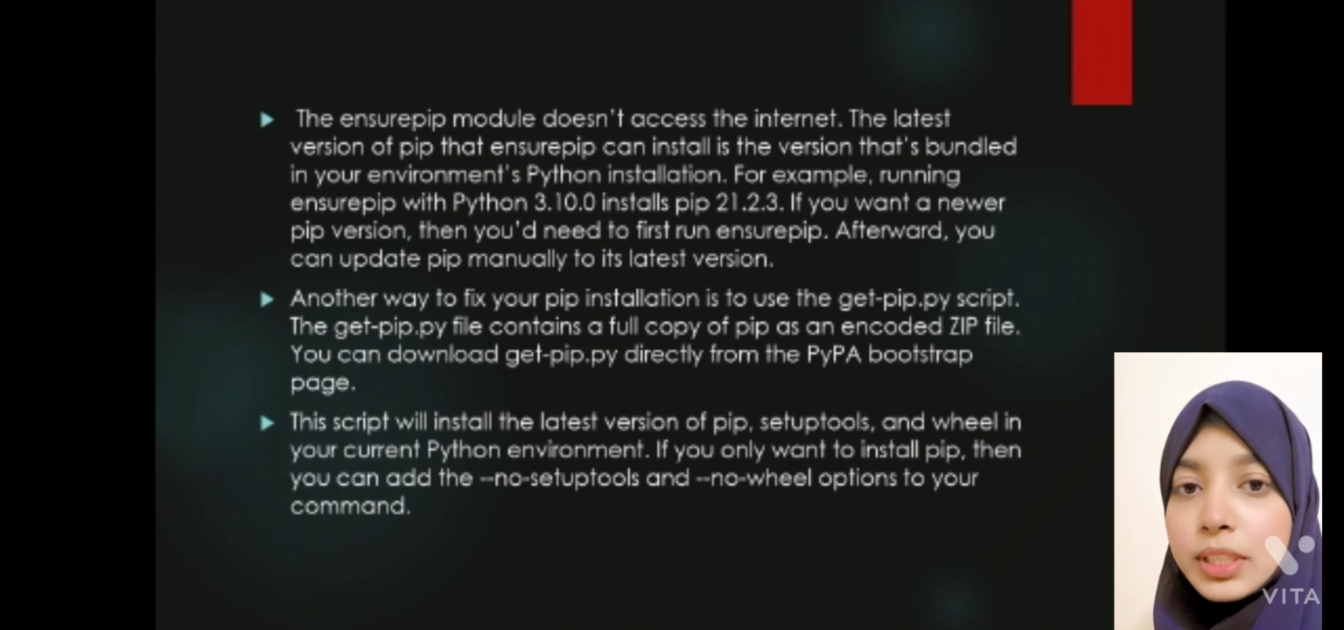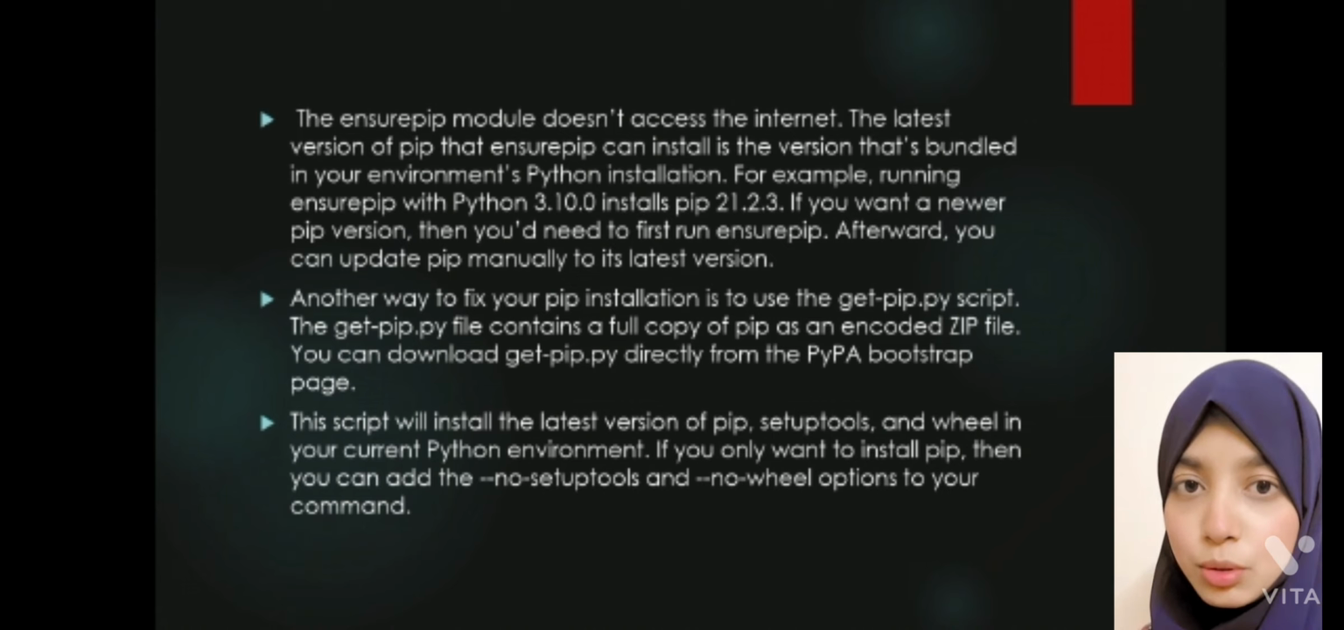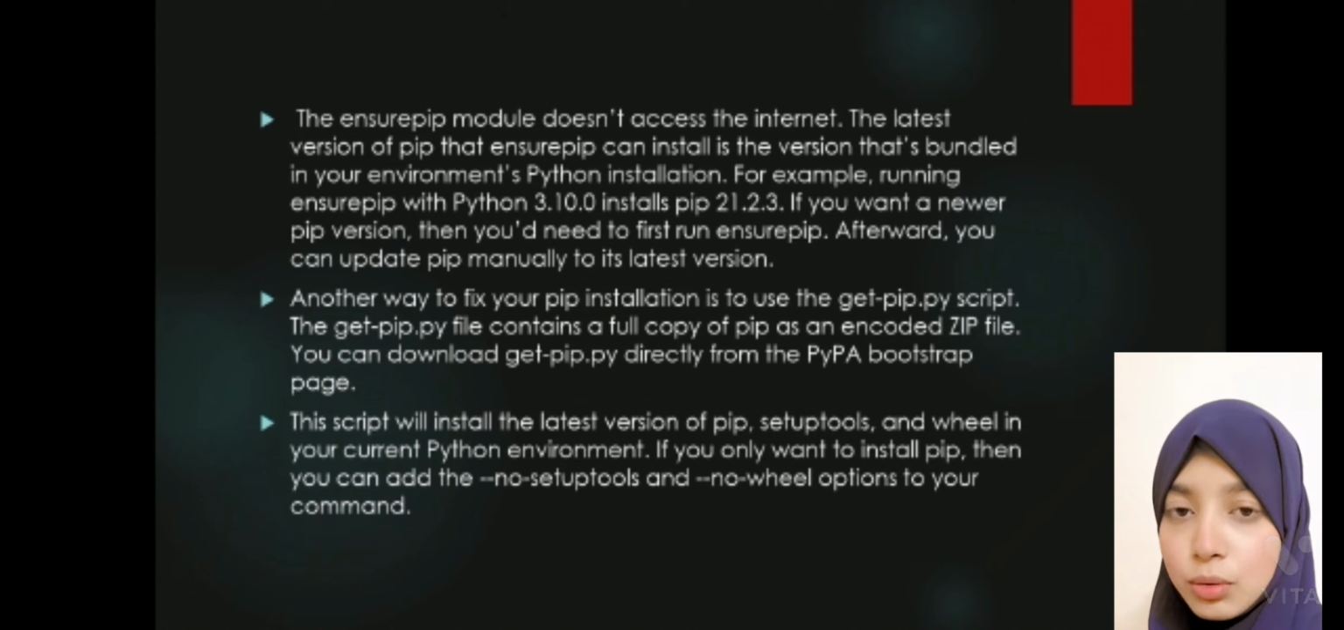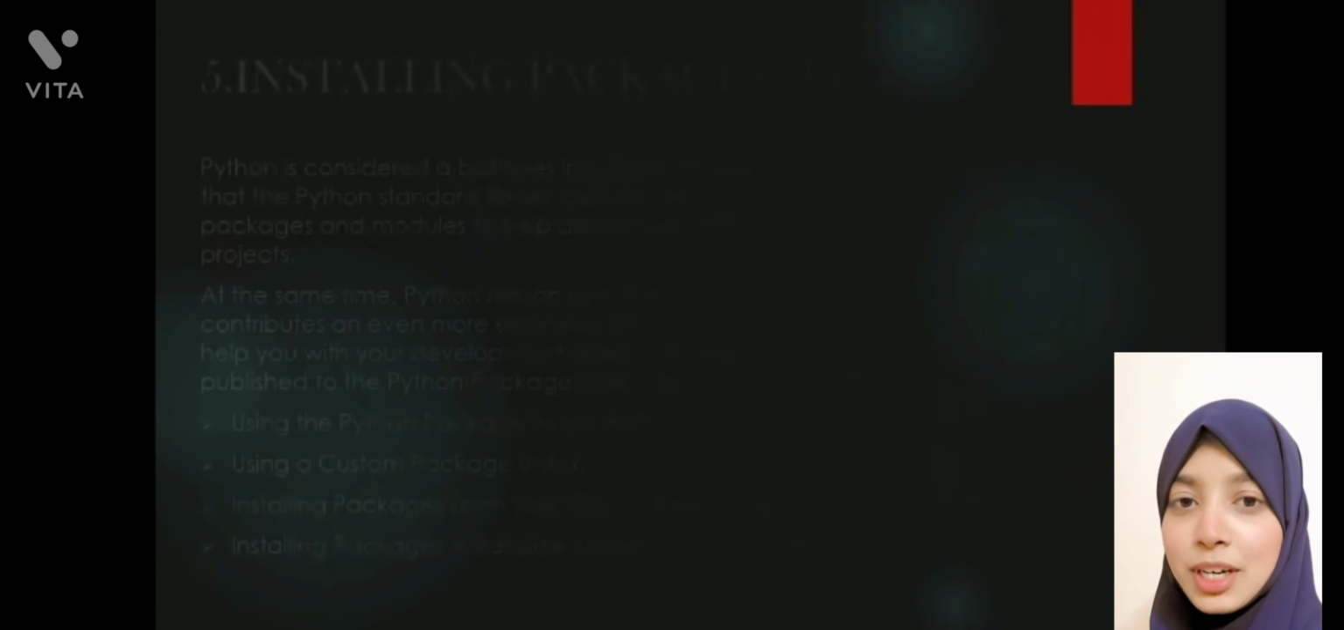Another way to fix your pip installation is to use the get-pip.py script. The get-pip.py file contains a full copy of pip as an encoded zip file. You can download get-pip.py directly from the pip bootstrap page. This script will install the latest version of pip, setuptools and wheel in your current Python environment. If you only want to install pip, then you can add the --no-setuptools and --no-wheel options to your command. So here's how we are doing the reinstallation of pip.